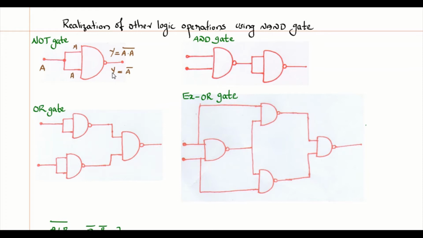Next is the realization of AND gate using NAND gate. Let the inputs be A and B. The output of the first NAND gate is (A dot B) complement. The input of the second NAND gate is (A dot B) complement and (A dot B) complement.